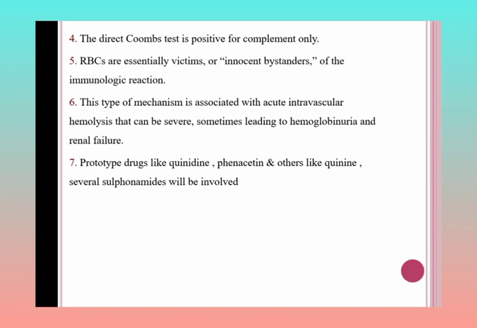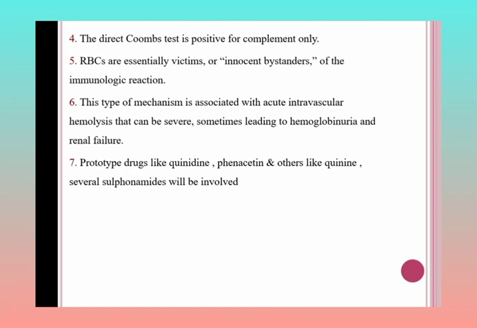And such a mechanism is associated with acute intravascular hemolysis. That is, it can be severe, and sometimes it can cause renal failure and hemoglobinuria, meaning the presence of blood in the urine. So because of such a mechanism, intravascular hemolysis occurs, and these are some of the severe symptoms. And prototype drugs include quinidine, phenacetin, and others like quinine. Several sulfonamides will also be mostly involved.